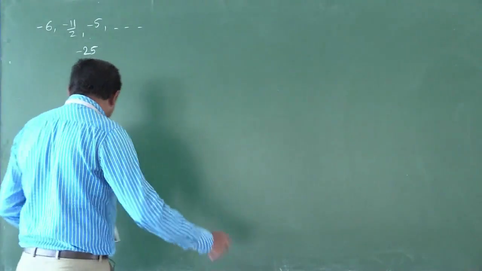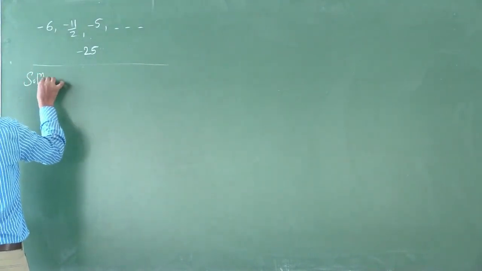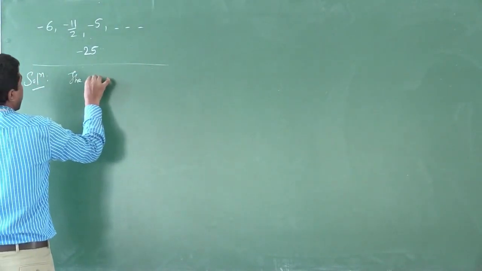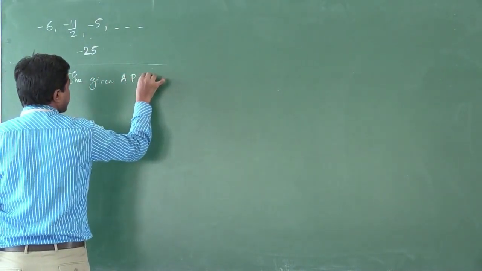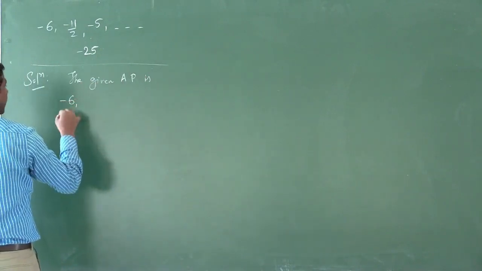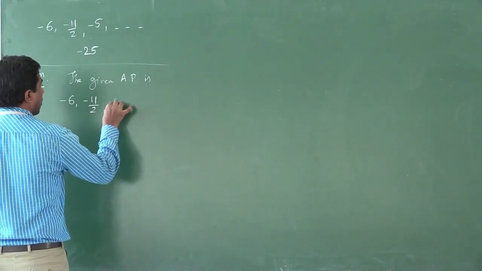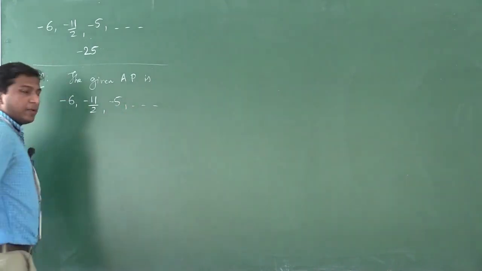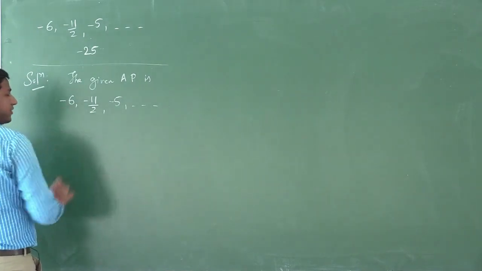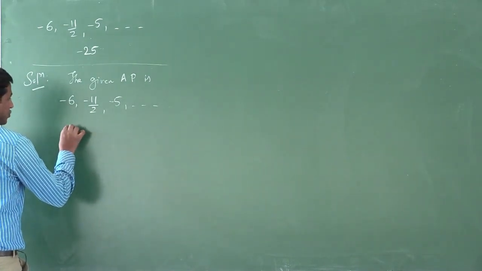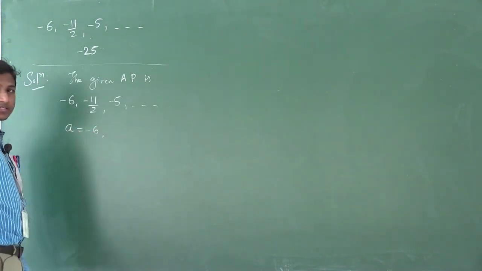So what is the first term of this AP? Okay, we'll start with the solution. The given AP is minus 6, minus 11 by 2, minus 5, and so on. So what is the first term of this AP? First term is minus 6. So we can write small a equals minus 6.